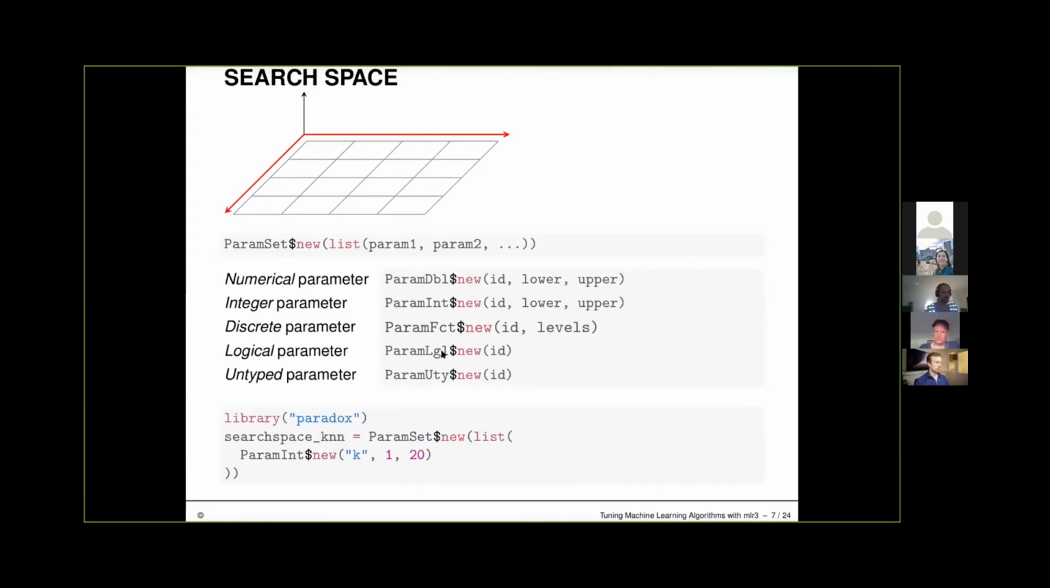And if you want to see how this usually looks like, you have to load this extra mini service package here, which contains this description language for the parameters, which is called paradox. So you describe your search space here by always saying param set $new, and then you create a list and pass in description objects for all of the parameters you want to tune over with all of their respective sides.